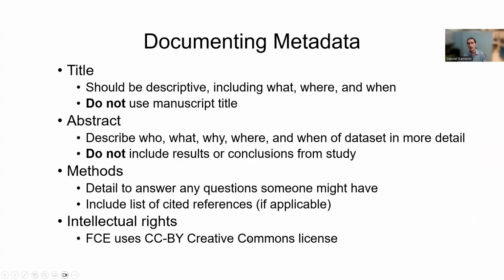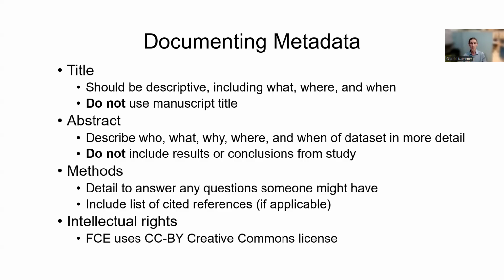The data set title should be descriptive, including the what, where, and when about the data set. You do not want to use the manuscript title. The data set is its own unique entity. The abstract should describe the who, what, why, where, and when of the data set in more detail. And again, because this is a unique entity, it's separate from your manuscript. You do not generally include the results or conclusions from your study. That information is to be described in the associated manuscript.